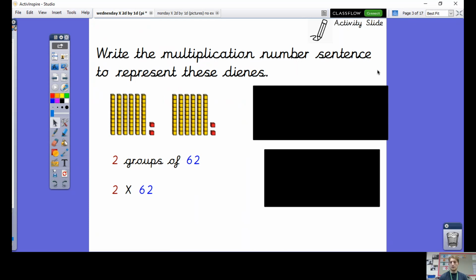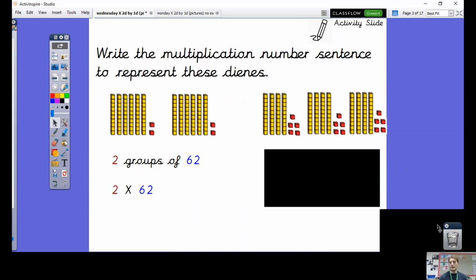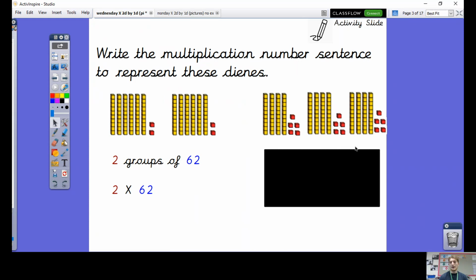Okay, right, your go now. So get your pencil ready. I would like you to write the correct number sentence to represent these Deans here. Okay, so count how many are in each group, count how many groups there are, and then write the correct number sentence. Pause the video and do that now.